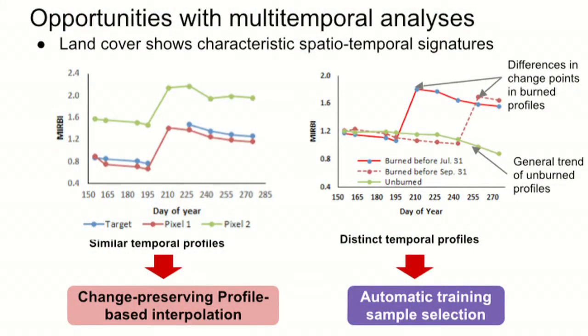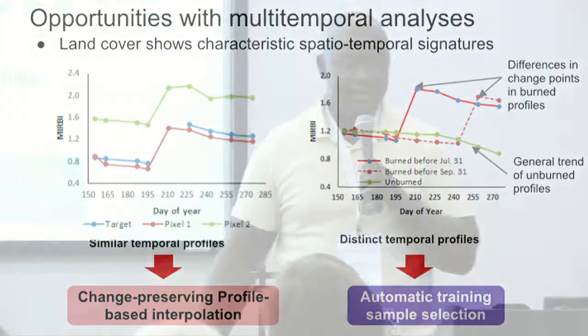So the opportunities that come with multitemporal analysis is just that there's a temporal profile that can be leveraged for both missing value imputation using the similarities in the profiles, and also their distinctive characteristics to be able to automatically define your training data and facilitate quicker generation of information.